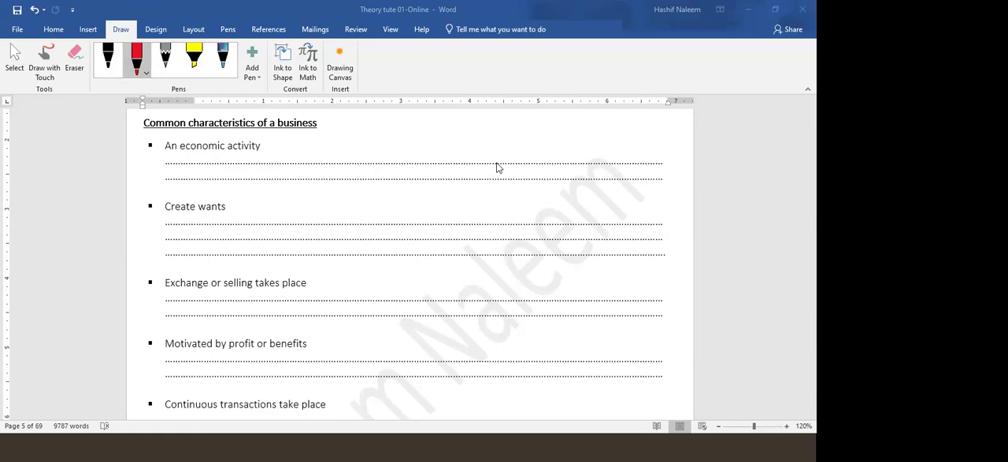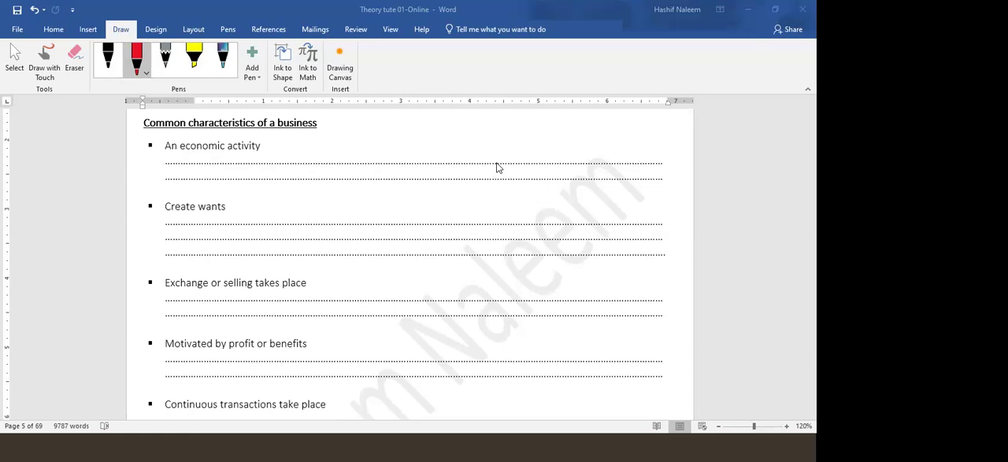So when you take any business, they will have this. An economic activity would be there. Production is there, distribution, selling, and consumption would be there. Okay, so what's the second characteristic? Creates wants. Careful, this is a complex part. Listen. A business can create wants, but they can't create a need.